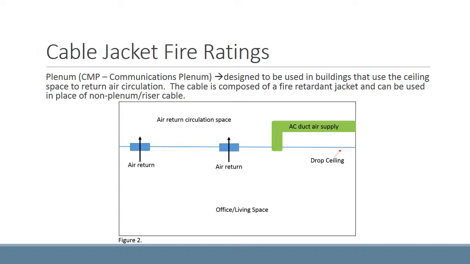Plenum cable is designed to be used in buildings that use the ceiling space to return air circulation. The cable is composed of a fire retardant jacket and can be used in place of non-plenum riser cable. The image represents an office room where the ambient air gets circulated above the ceiling. This type of ceiling space is called plenum space. It is extremely important to use the proper cable based on fire codes. If you don't, then the fire marshal can fine you and have all of your cables above the ceiling removed. Then you will have to do the job all over again.